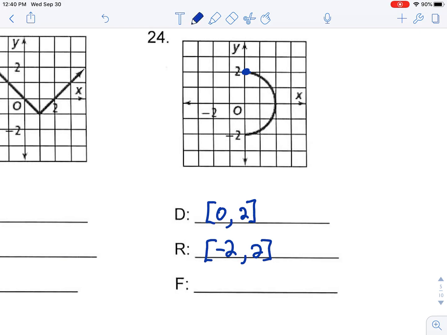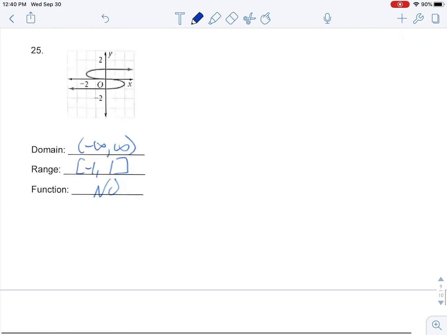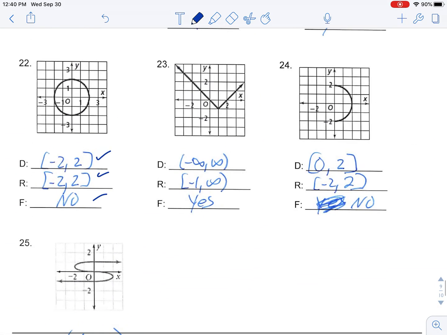And then is this a function? So think to yourself, is this a function? Okay, I'm going to say no. And the reason I can say no is I can draw a vertical line that intersects more than once. Therefore, an x value is used more than once. No, it's not a function. So number 24. There it is. 0 to 2, -2, 2, no.